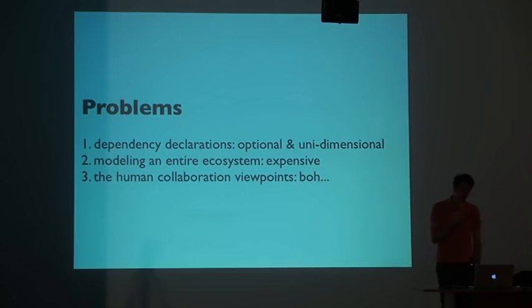Modeling the entire ecosystem the way we did it, with a FAMIX model of every individual version of every individual system, just doesn't scale, so that was a bad idea. And the human collaboration viewpoints, this was cool, but I didn't really like it because it encourages people to make comparisons and say, like, that guy works more than the other guy, and that's not my business to show. So I thought I don't want to work on that anymore.